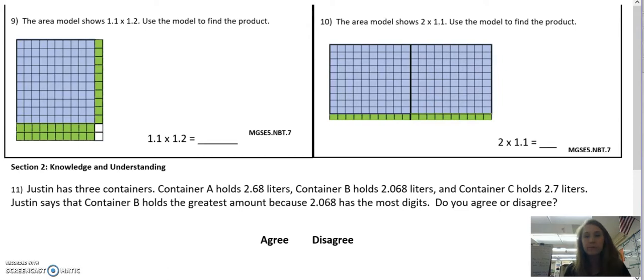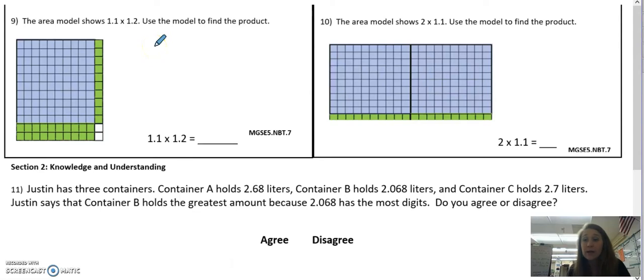So if you were a little bit confused about anything, hopefully as you watch this video, it'll make a little bit more sense. You'll notice that my models look different than the ones on your paper. That's because we forgot to change the models when we changed the problem. So let's look at number 9. Number 9 says the area model shows 1 1/10 times 1 2/10. Use the model to find the product.